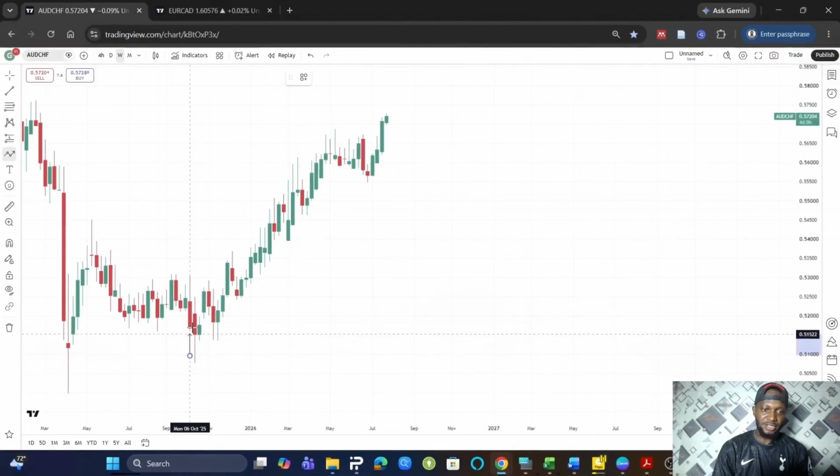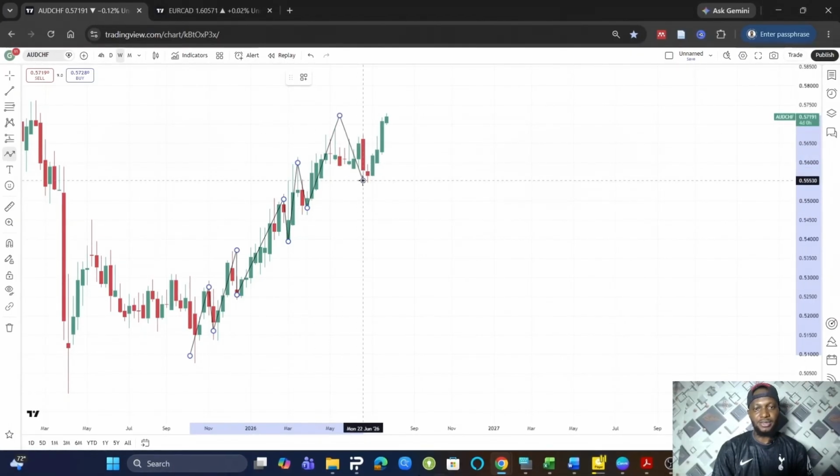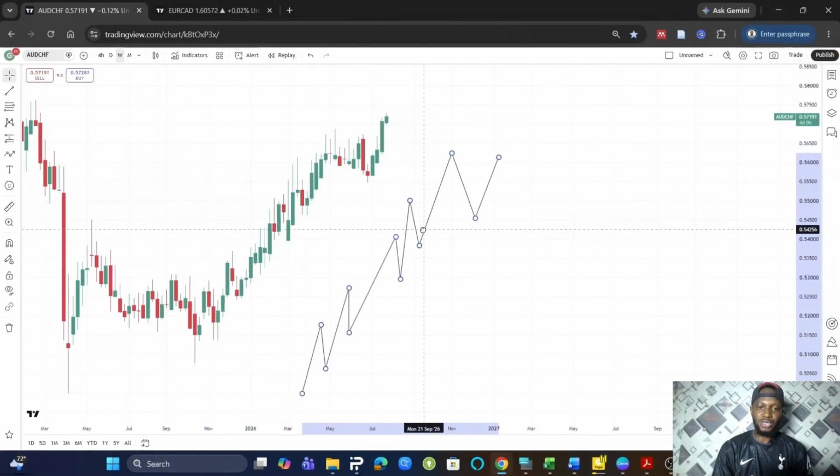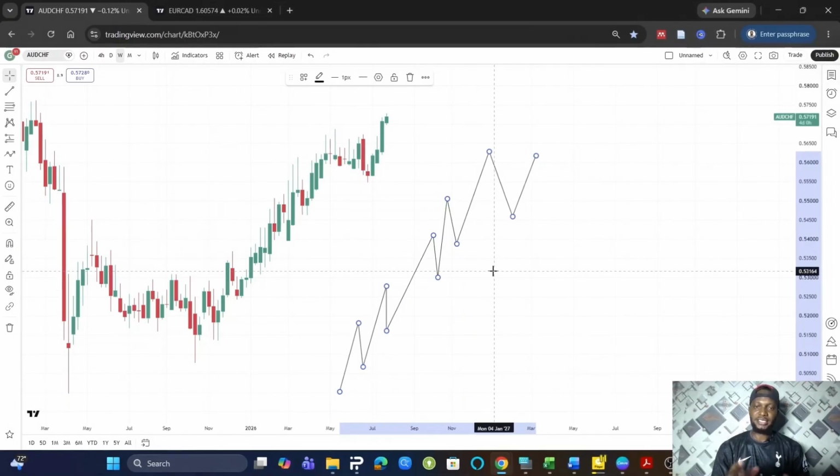As you can see, lower high, higher low, higher high, higher low, higher high, higher low, higher high, higher low, higher high, higher low, higher high. So this is what we call an uptrend. For those that have some experience in the market, know that this is what an uptrend typically looks like.